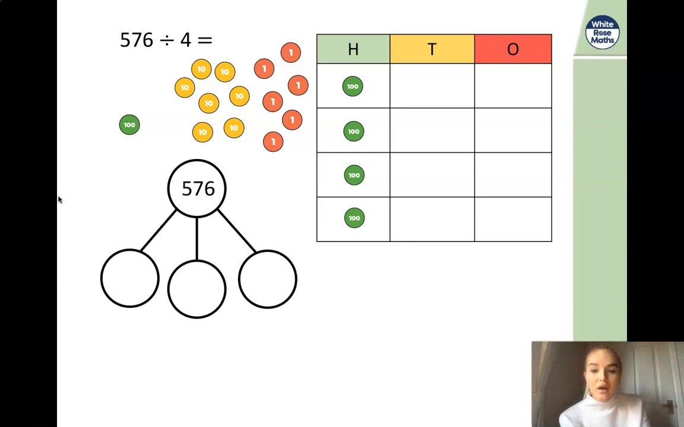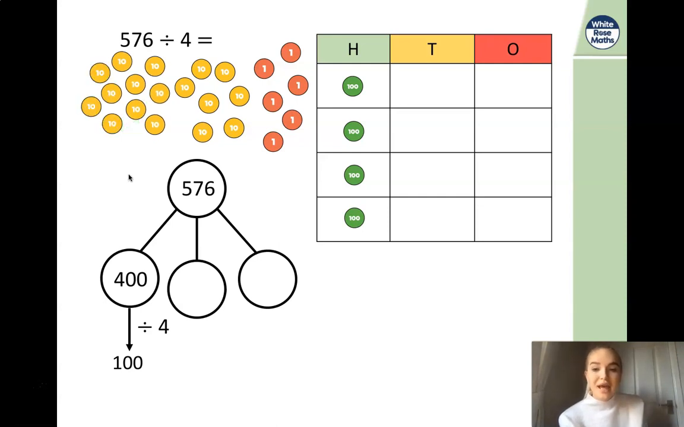So now I can see that I can start to use my part-whole model to help me, and this is going to help you today too. And I can see that I have partitioned the number 576 into 400s. I can see that I've only used my 400s here rather than my 500s. So 400 divided by 4 is 100. So I have 100 in each column, in each row, sorry. So now I can exchange this 100 for 10 tens.